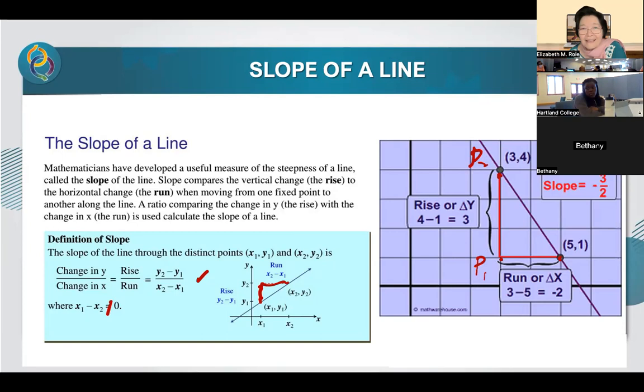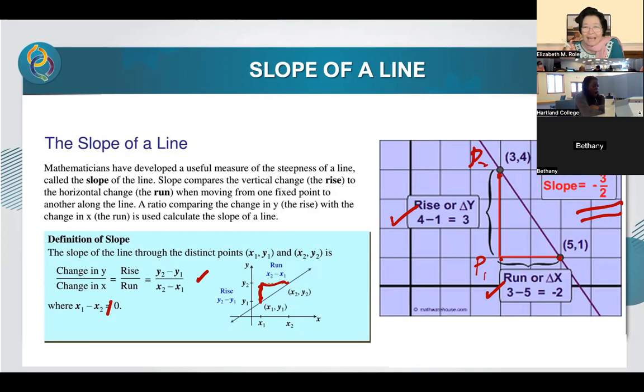We begin with the y coordinates. So the change in y is 4 minus 1, and the change in x is 3 minus 5. So 4 minus 1 is 3, and 3 minus 5 is -2. Therefore, the slope is -3/2. So what it means is that for every two units change in x, there is a 3 units change in y. Okay, so that's the meaning of that.